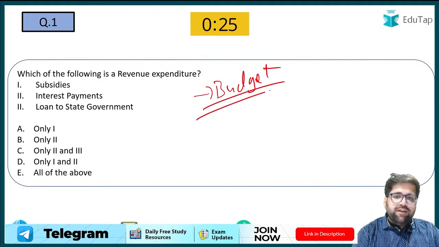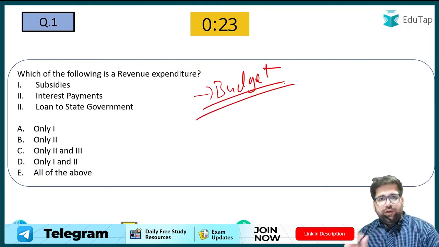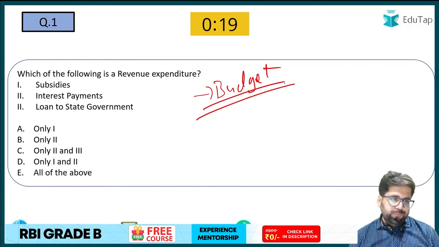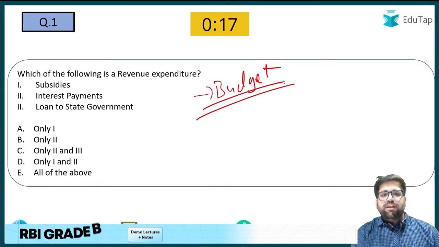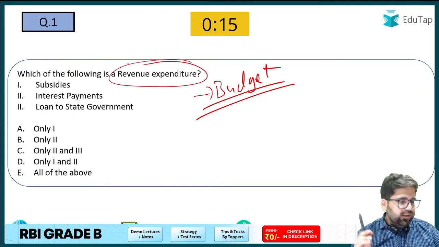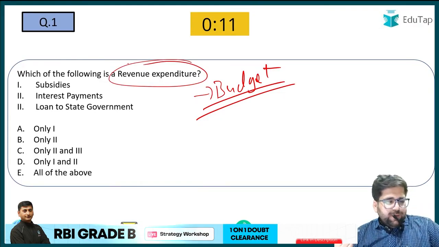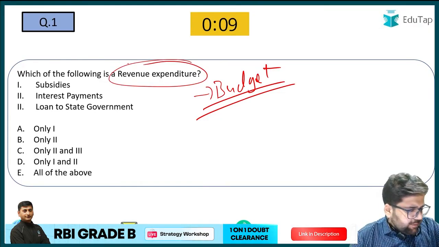If you have thorough knowledge regarding different components of the budget, then this question is really very easy for you. So which of the following is a revenue expenditure? Please first of all notice that they are asking regarding the revenue expenditure. I can see that maximum people have started giving the answer.